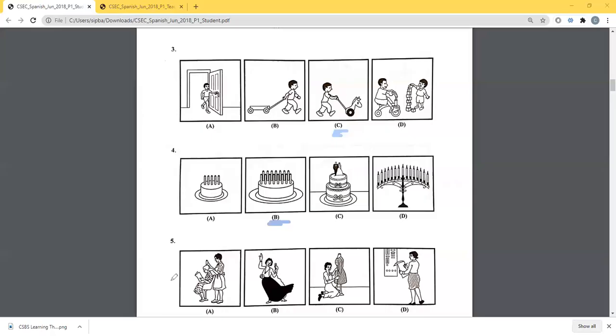Bueno, number 5. You all should probably know this. We just saw this in 2019. Yeah, we did. I believe this also appears in 2017. I could be wrong. La mujer es modista. The woman is a seamstress or she's a fashion designer. So 5 is going to be C. Yeah, wonderful. So let's look at our other options.